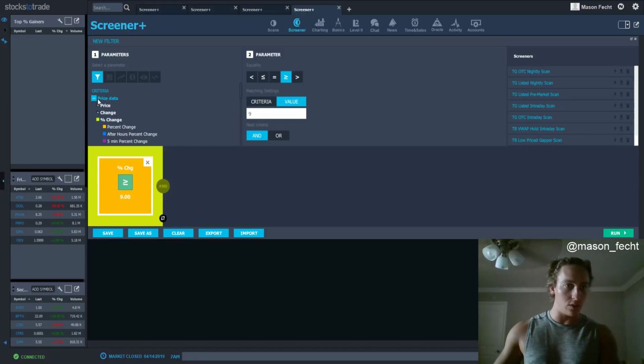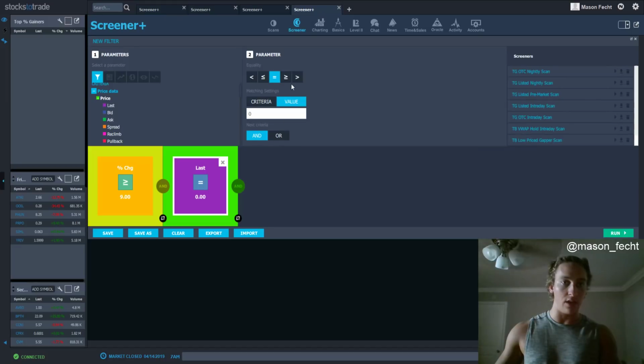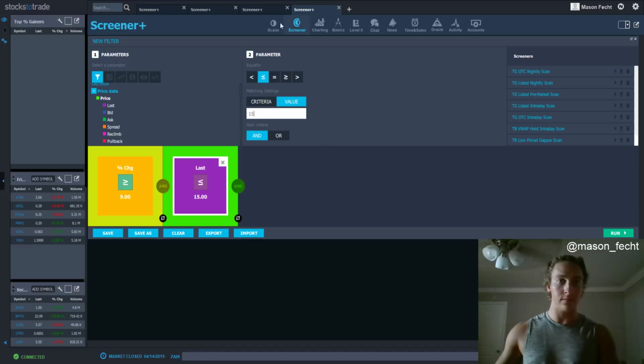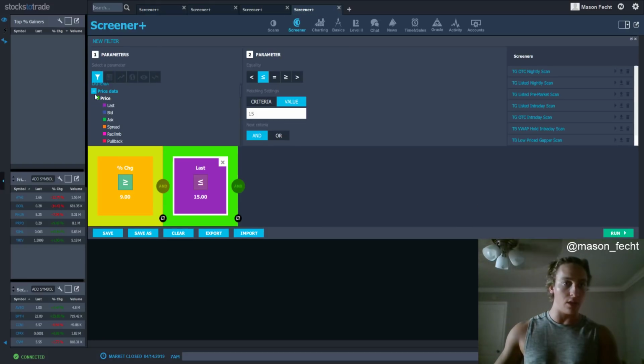Next we're going to go back to price data and price last. So I have that at less than or equal to $15. And dollar volume, which I believe is under liquidity. Yeah. So dollar volume, and greater than or equal to 3 million.